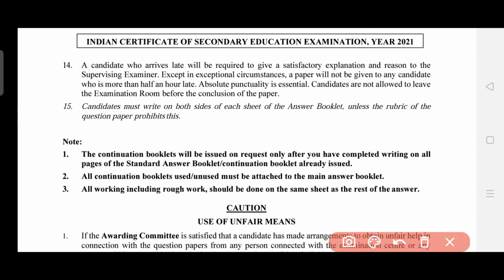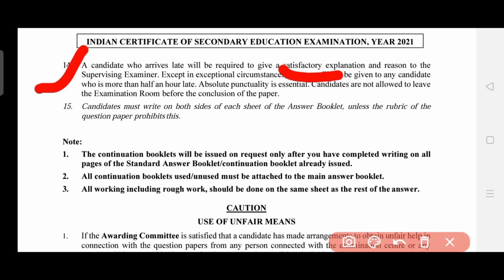Okay. The 14th point says that suppose by mistake you are late for the examination, so you must have a satisfactory explanation. You should have a reasonable answer for that. And my suggestion is that don't be late. Come before 1 hour only. Okay, get prepared for the examination, because that is an important thing.